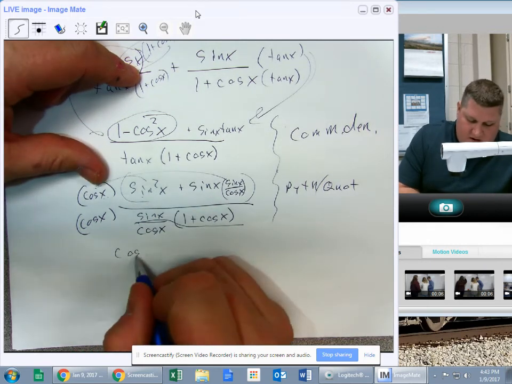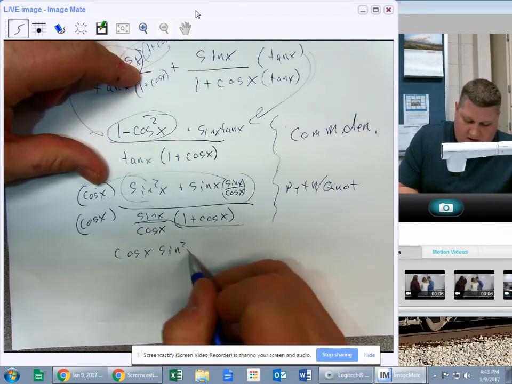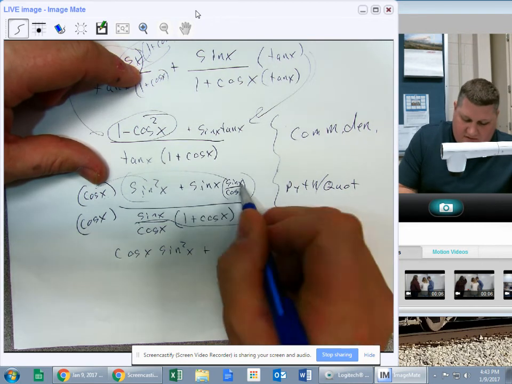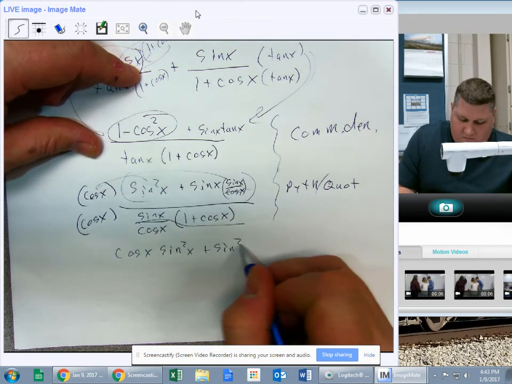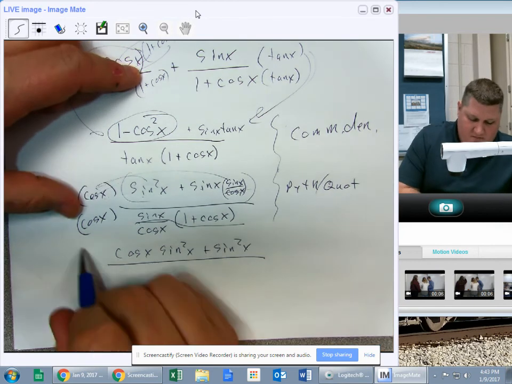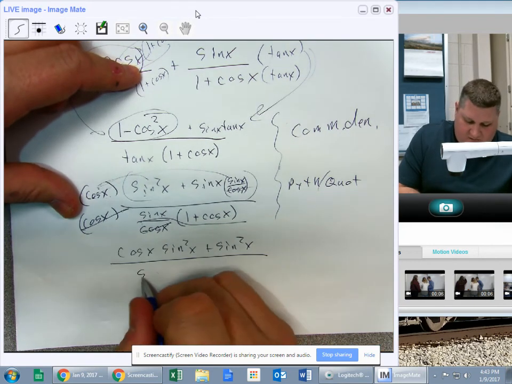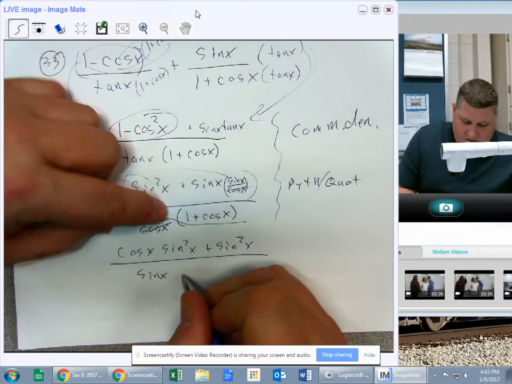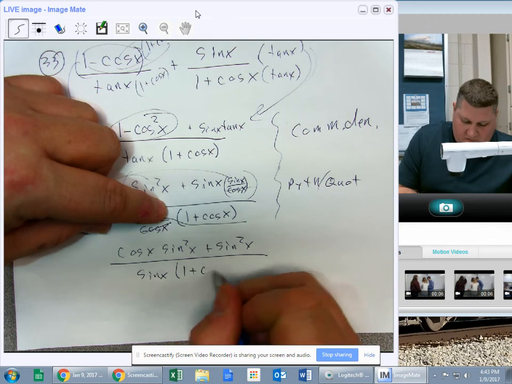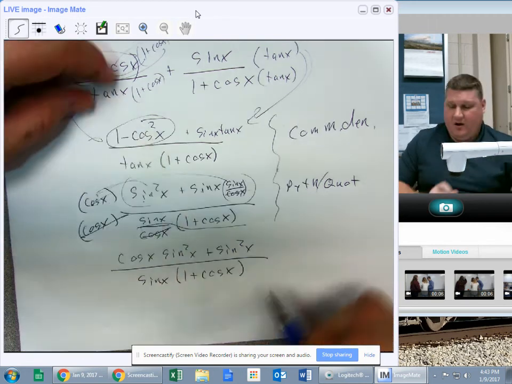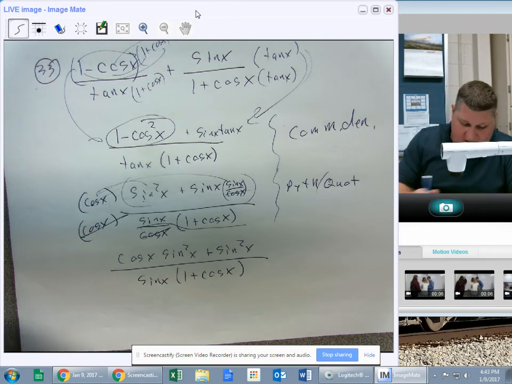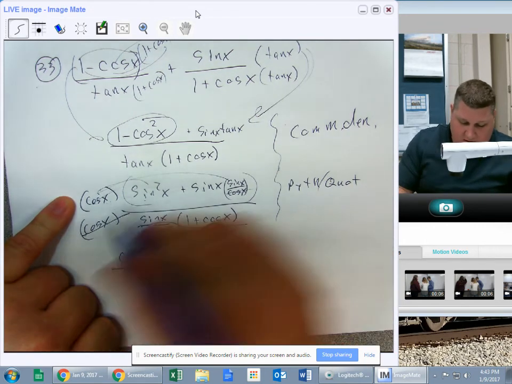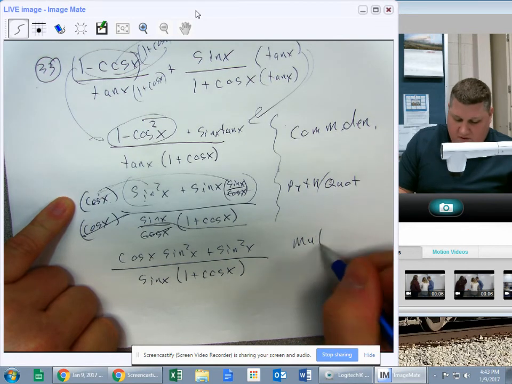We have cosine x sine squared x plus, now sine times sine is sine squared, and the cosines are going to cancel. So it's sine squared x all over sine x times 1 plus cosine x. That cancels that, leaving sine x times 1 plus cosine x. All right, that's what I have thus far. And that was by multiply by reciprocal.